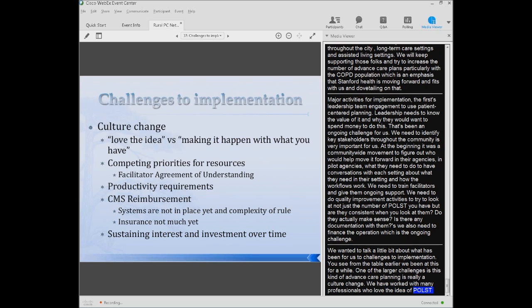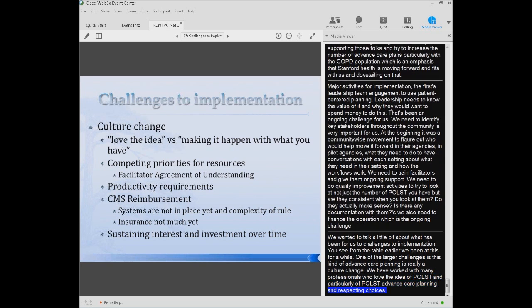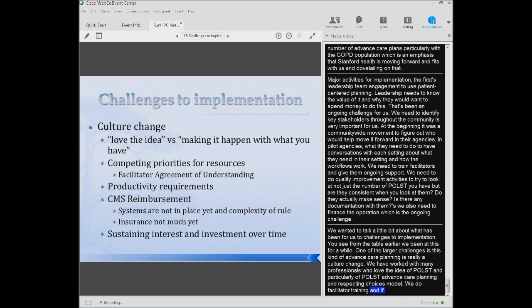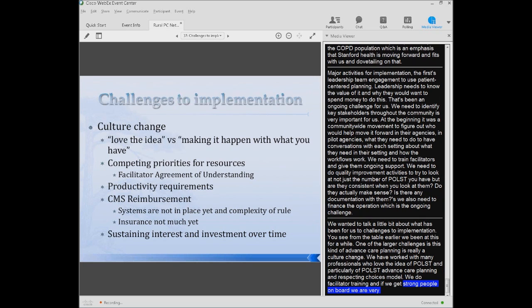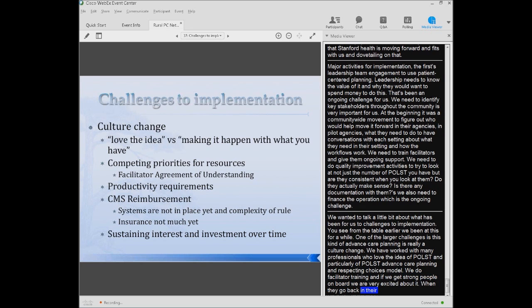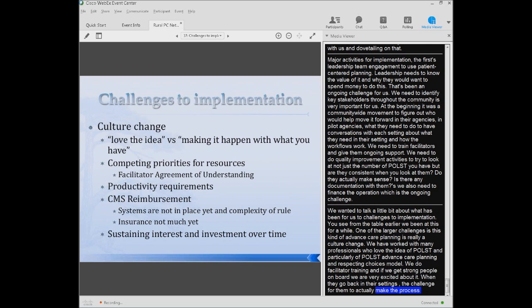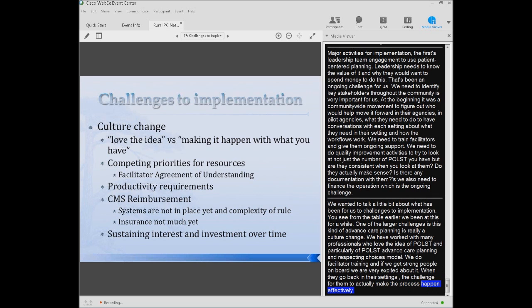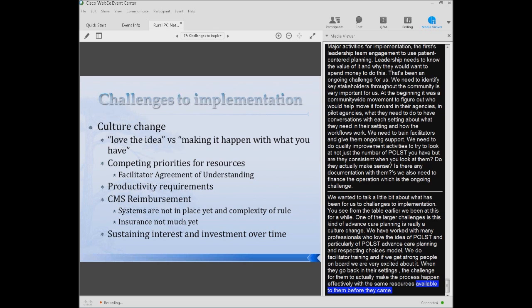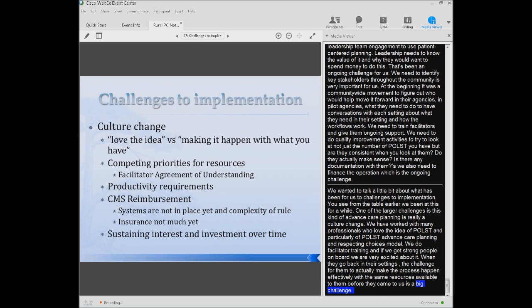You know, we do facilitator training and get some strong people really on board and very excited about it. And then when they go back into their settings, the challenge for them to actually make the process happen effectively with the same resources that were available to them before they came to us is a big challenge and has been one. That results certainly in competing priorities for resources.